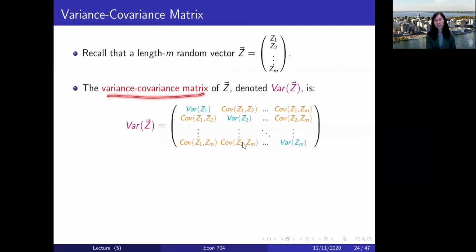Variance covariance matrix of the random vector is a matrix composed of the variances of each element and the covariances between pairs of the elements of that random vector. So as you can see, on the diagonal of the matrix, you got the variances of each element. And on the off-diagonal terms, say the first row, second column, you got the covariance between the first element and the second element, and so on and so forth. So that is the variance covariance matrix of a random vector.